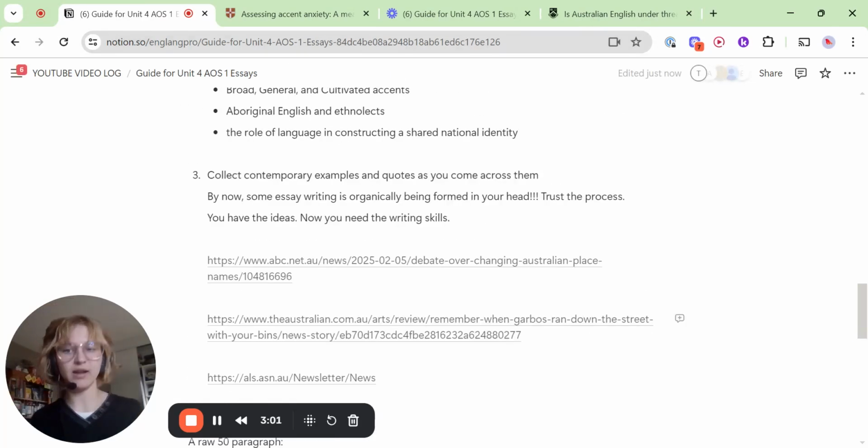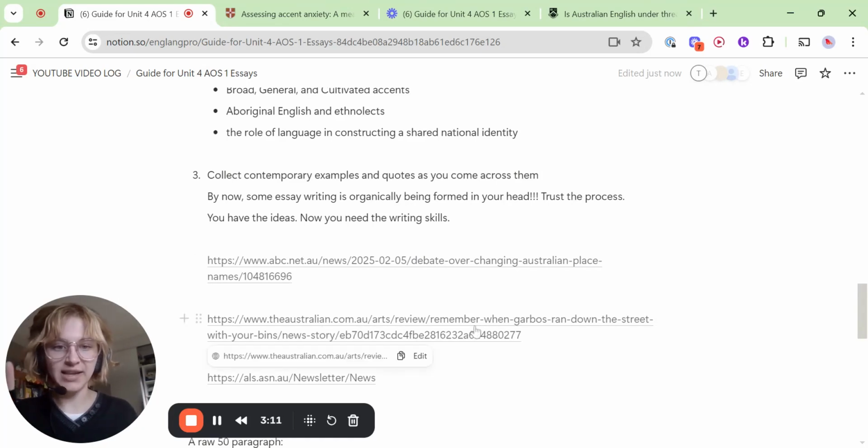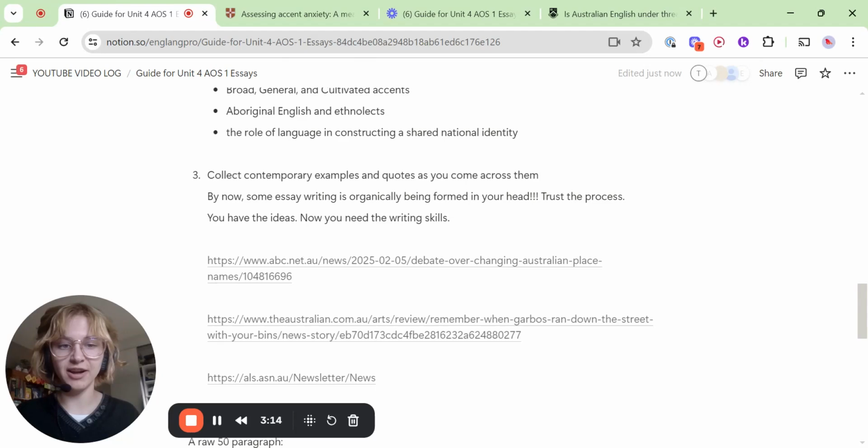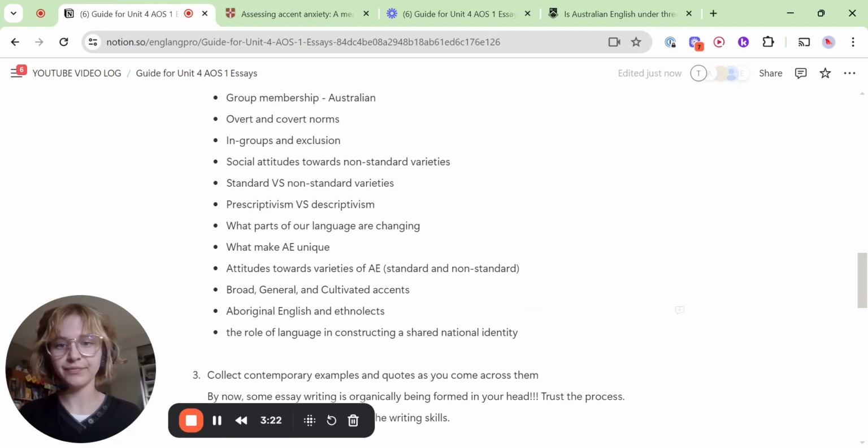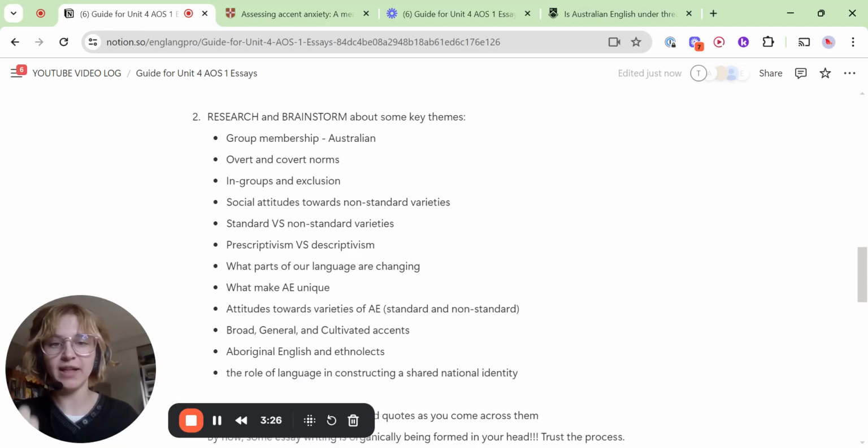These are examples that I found throughout one of the weekend sessions that we do here at ELP, just on the fly, so they're all up to date. Debate over changing Australian place names. And then here, this one is a Facebook post about garbos running down the street with your bins. Someone's upset about bins for some reason, but they've used garbos, so you can use it as well. Great. So those are the things that you should have a look at, the key themes.